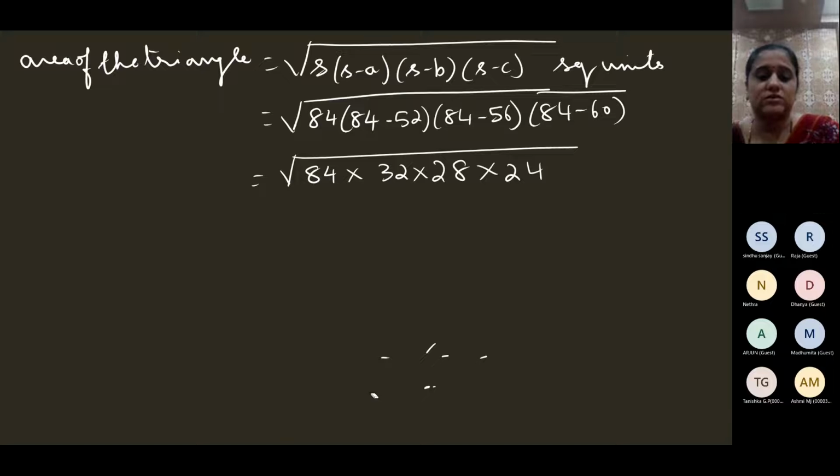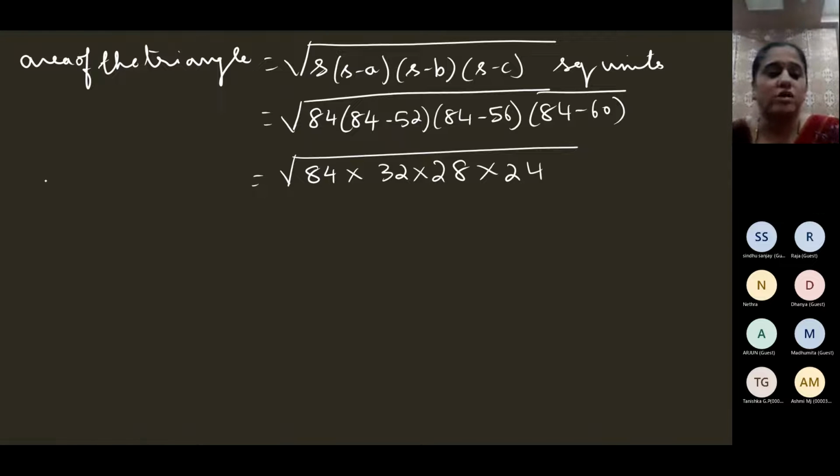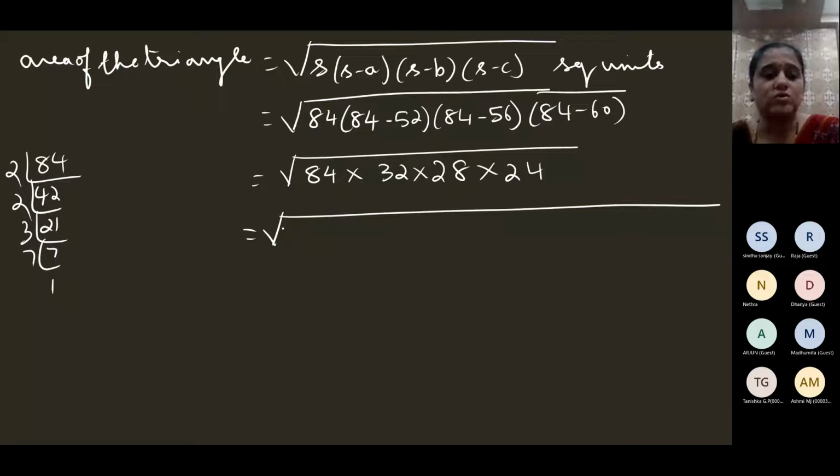Okay, so if this is not comfortable, you can always do it like this. How? So in the rough column, take up the first number, 84. So 84 is what? 2 times 42, 2 times 21, 3 sevens and 7 ones. So square root of 84 is 2 into 2 into 3 into 7.